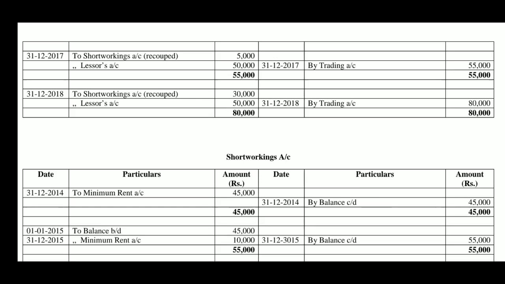In the year 2018 also the same treatment: royalty account debtor to short workings account with the amount of recoupment 30,000, to lessor's account 50,000, by trading account 80,000, the actual royalty, which is transferred to the trading account. Then the short workings account.